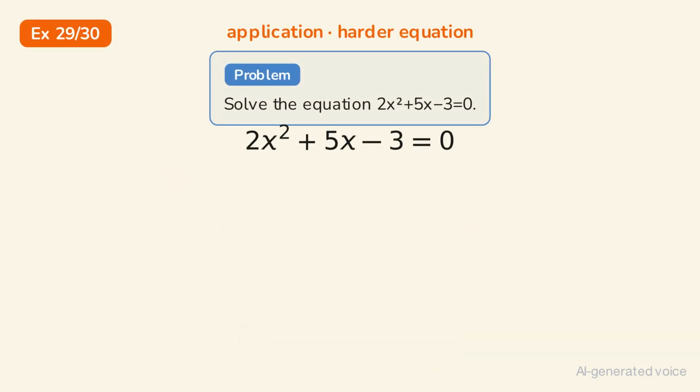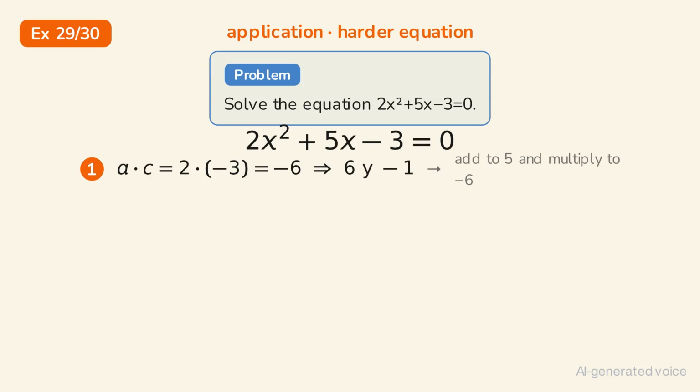We step up, same idea, but now with a number in front of x squared. Let's solve 2x squared plus 5x minus 3 equal to 0. Again, the plan is to factor and use the zero product. But since there's a 2 in front, we factor with the a times c method. We multiply a times c, 2 times minus 3, minus 6. We look for two numbers that add to 5 and multiply to minus 6, they're 6 and minus 1.